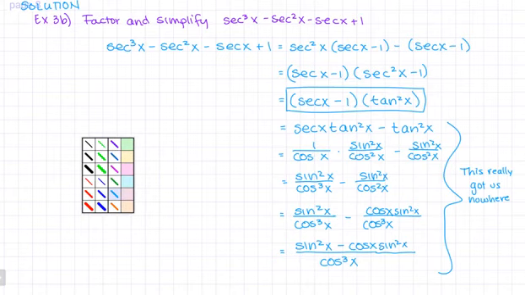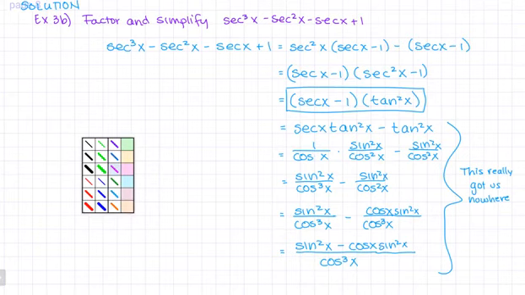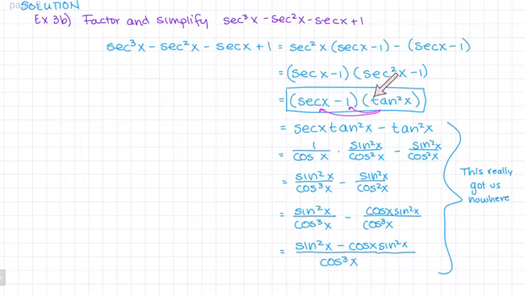Somebody's wondering how I got secant x tan squared x. I distributed. So at this line, if we were to distribute the tan squared to both terms, secant times tan squared is secant times tan squared. Any other questions?